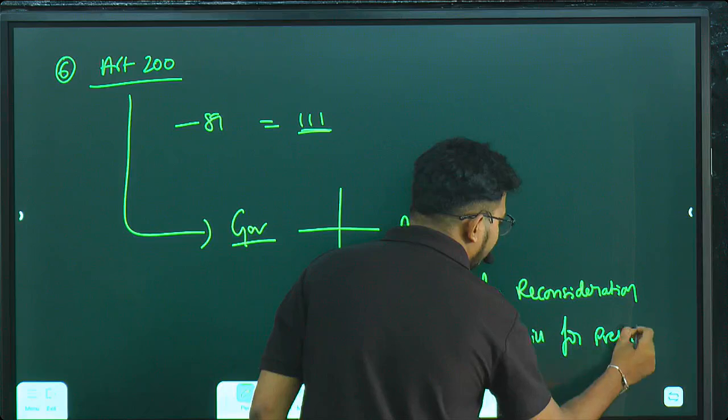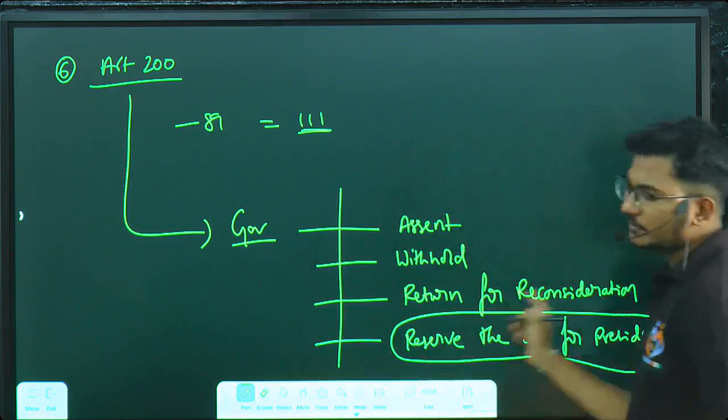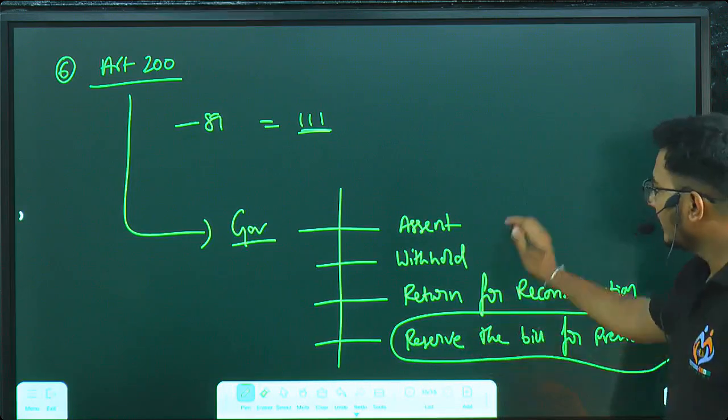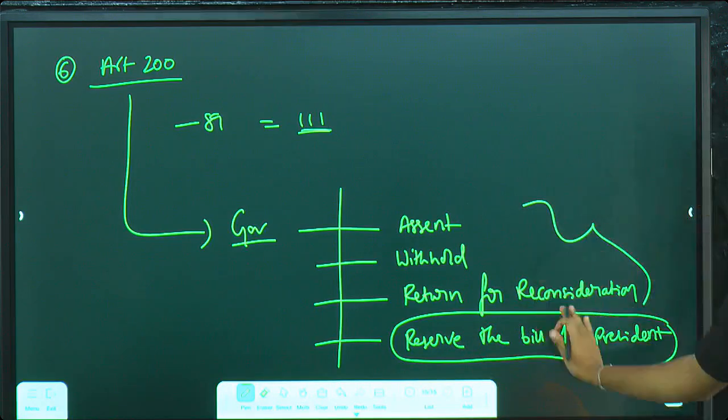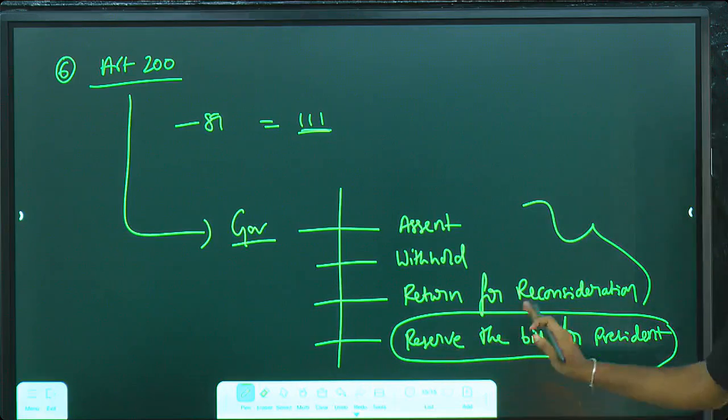So the problem arises when he reserves the bill for the president. The remaining three things are okay, fair. But whenever he is reserving the bill for the president, the problem occurs here. So we're going to see what recommendations were given by the Sarkaria Commission.